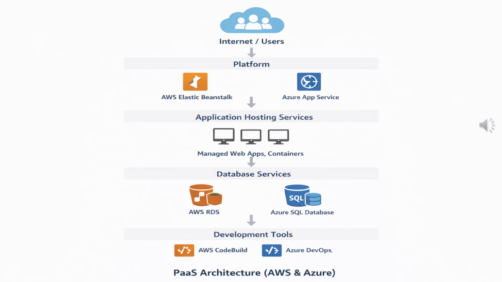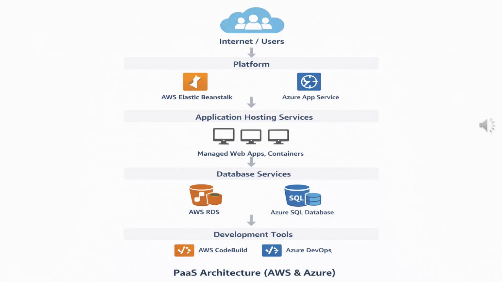Step 5: Development tools. Next are development tools. Examples: AWS CodeBuild, Azure DevOps. Explanation: These tools help developers build, test, and deploy applications. Real-time example: When developers update code, it is automatically tested and deployed.